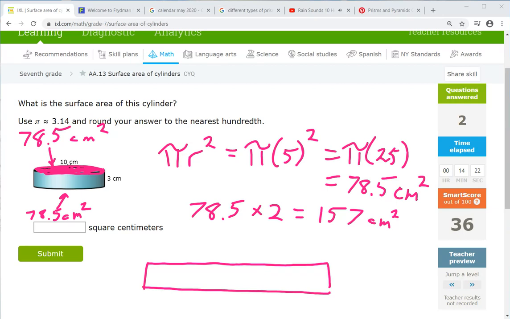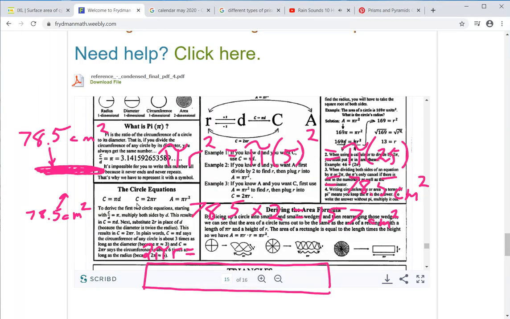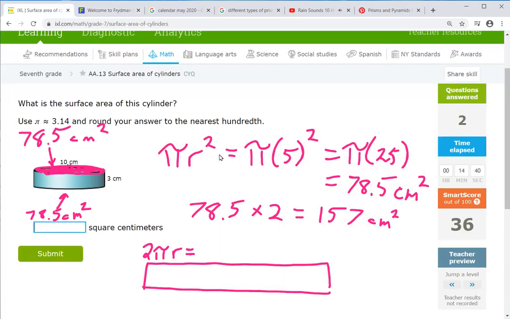So we would have to do 2 pi r. Now, remember, it's the circumference. We want the circumference of the circle, not the area. So I'm using 2 pi r again, because the length of this rectangle is equal to the circumference of the circle. If you were to unravel this, then the length of this rectangle is coming from the length all around the circle, which is to say the circumference of the circle.